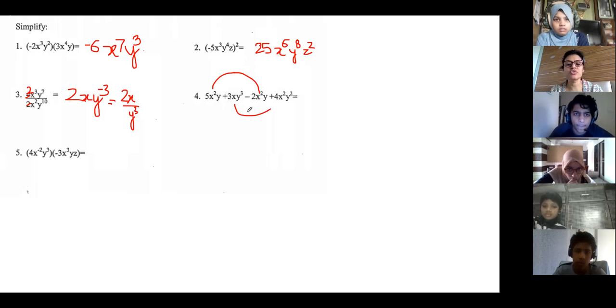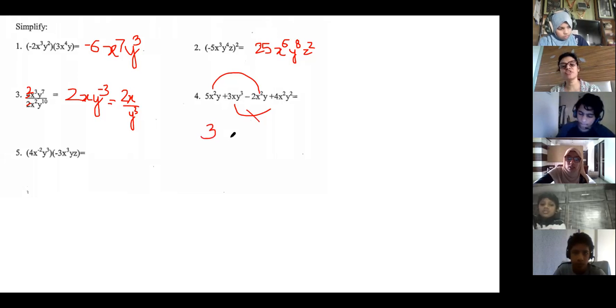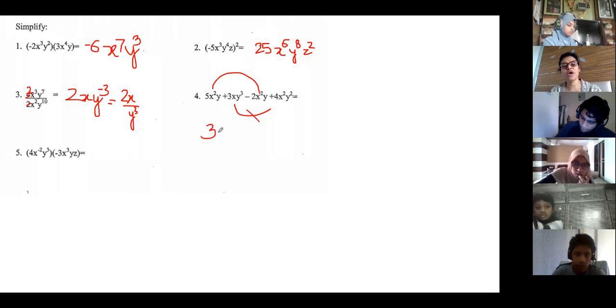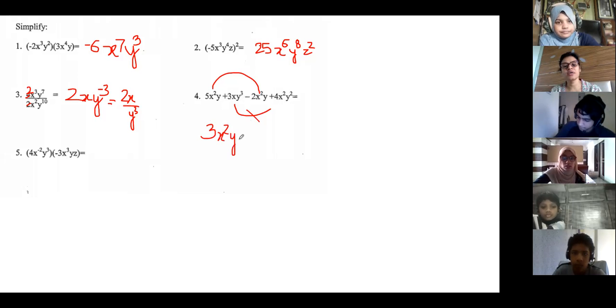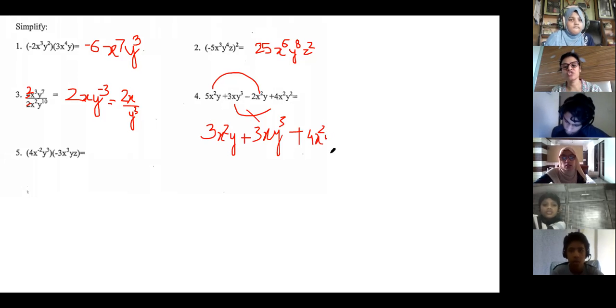And this is also unlike, so this cannot be done. So what is 5 minus 2? Has anybody solved this question? Just try to solve it on your own. What is it? 3x square y plus 3xy cube plus 4x square y square. Okay.